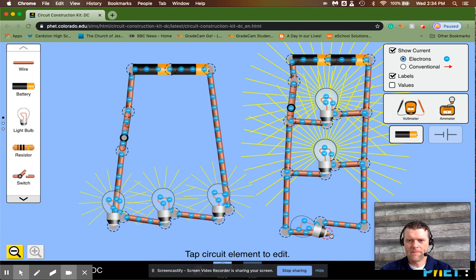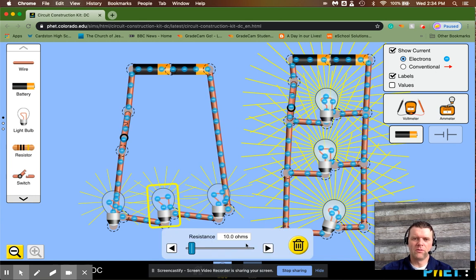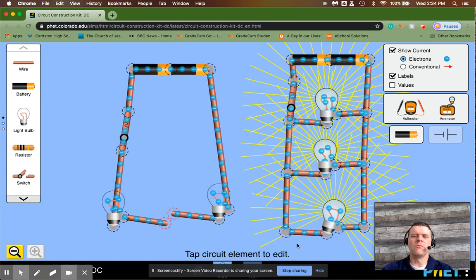I don't know if I got that thing oriented correctly first. There we go. A little cockeyed. That's okay. So if we were to come over here to one of these light bulbs and remove it, boom, there's no current flow because we've interrupted the circuit. So you shouldn't be too surprised with that.